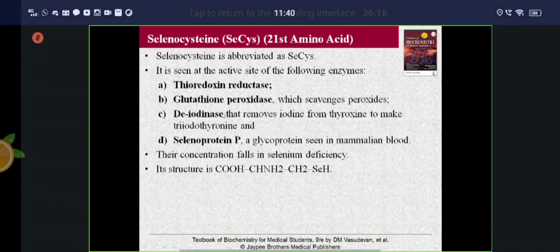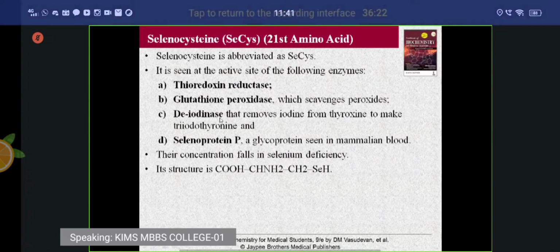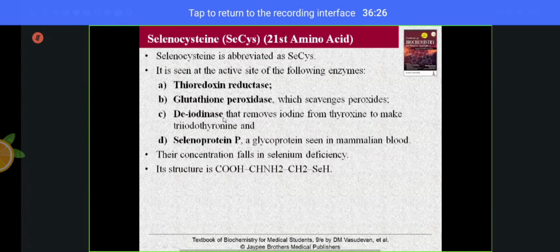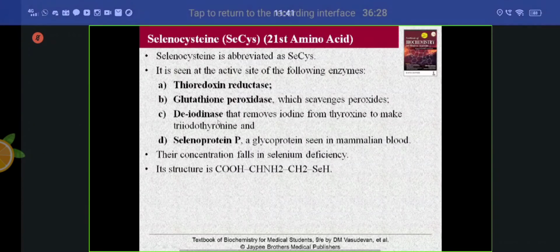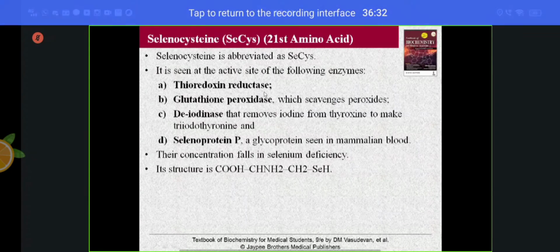An MCQ can be: deiodinase contains which amino acid? Does it contain arginine, glycine, methionine, or selenocysteine? These types of questions can be asked. So deiodinase contains selenocysteine. Even thioredoxin reductase is also important.